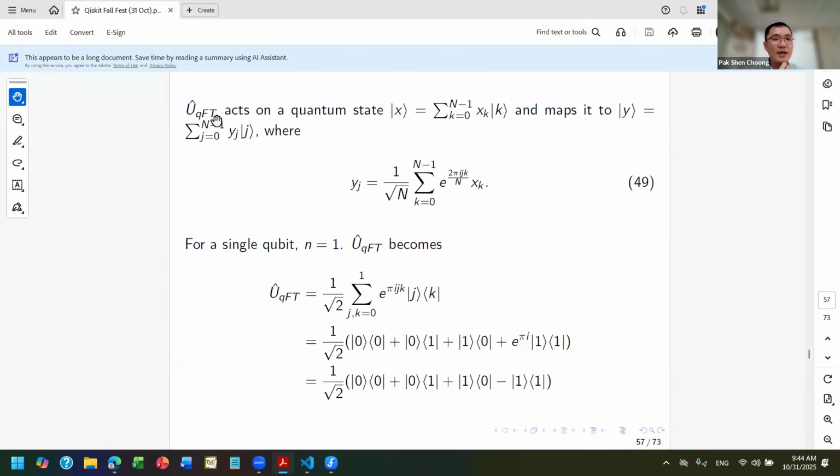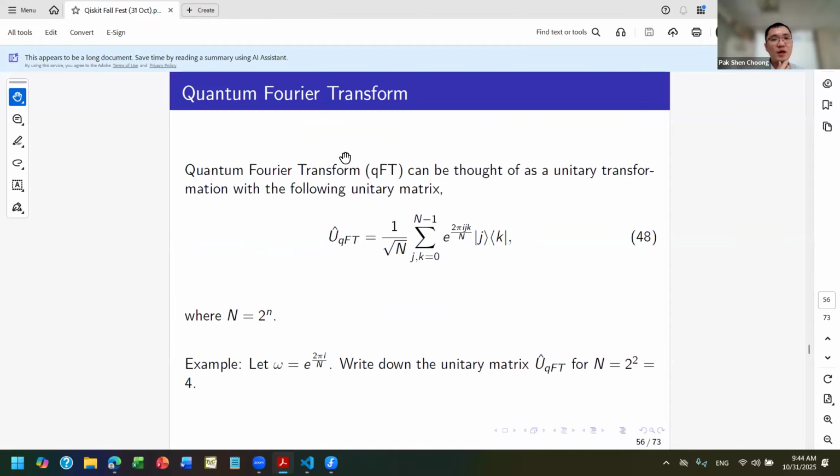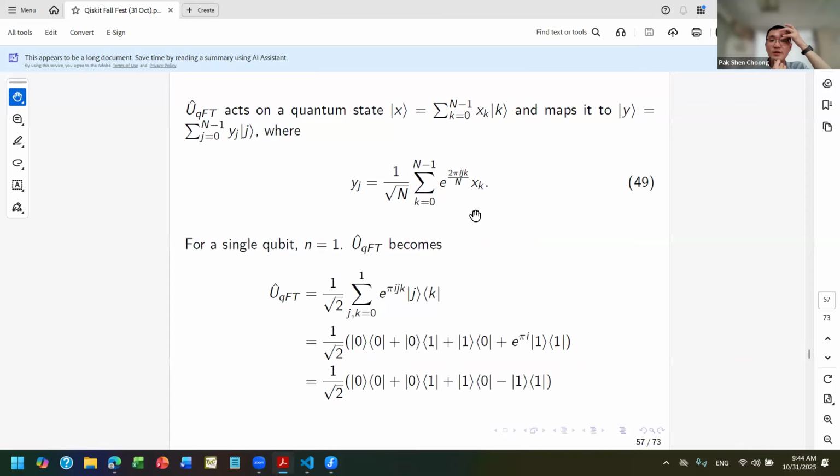Here I just show you why the unitary matrix of the quantum Fourier transform is extremely useful using this notation. But in general, what the Fourier transform does is to transform a certain state into another state with this particular rule, equation 49. So if you don't want to understand what is actually happening, just take equation 49 as the rule of thumb for now.